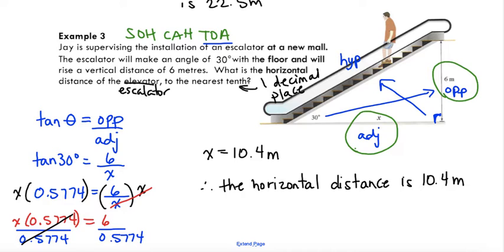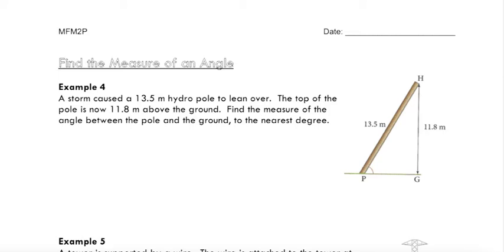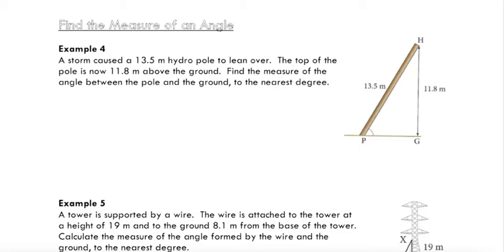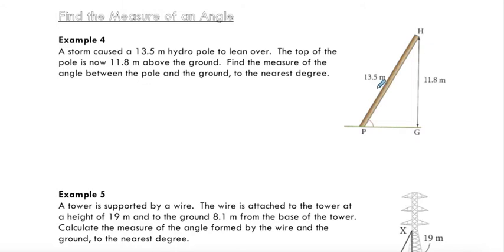Now let's take a look at some examples where I'm looking for missing angles in my word problems. So example number 4 says a storm caused a 13.5 meter hydro pole to lean over. The top of the pole is now 11.8 meters above the ground, and we want to find the measure of the angle that's formed between the pole and the ground to the nearest degree. So anytime you see the words nearest degree, that means the whole number.